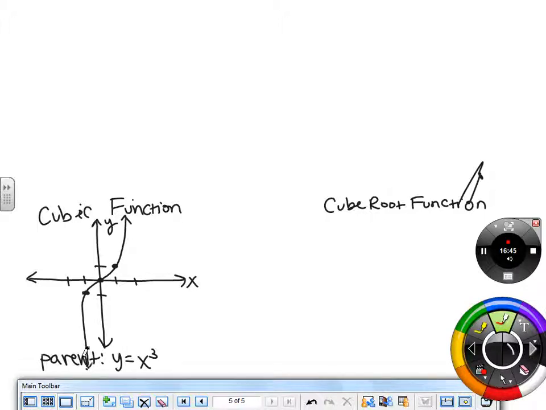And it's not vertical, but it looks that way because, gosh, when you plug in 3, it's going to shoot all the way up to 27. So it's growing so fast that it looks vertical, but it's not. Kind of like how our square root function was growing so slow that it almost looks horizontal.